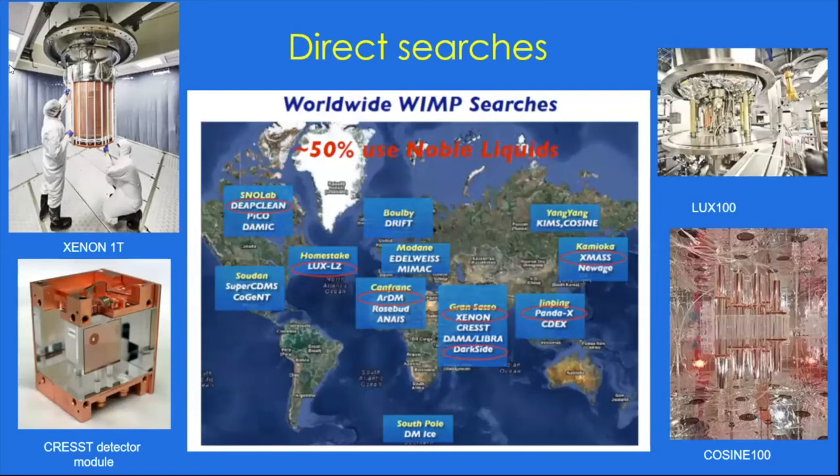Now move to direct searches, which I will cover in a little more detail compared to the other methods. Dozens of direct detection experiments are currently running worldwide, as shown here on the map. They are employing different technologies and different detectors. More on direct searches you will hear next week in Professor Yohum's lecture.